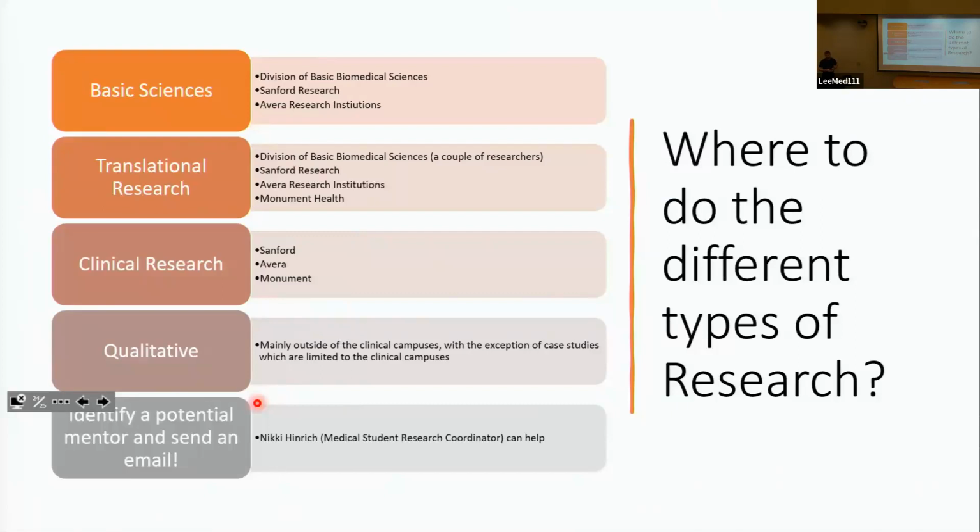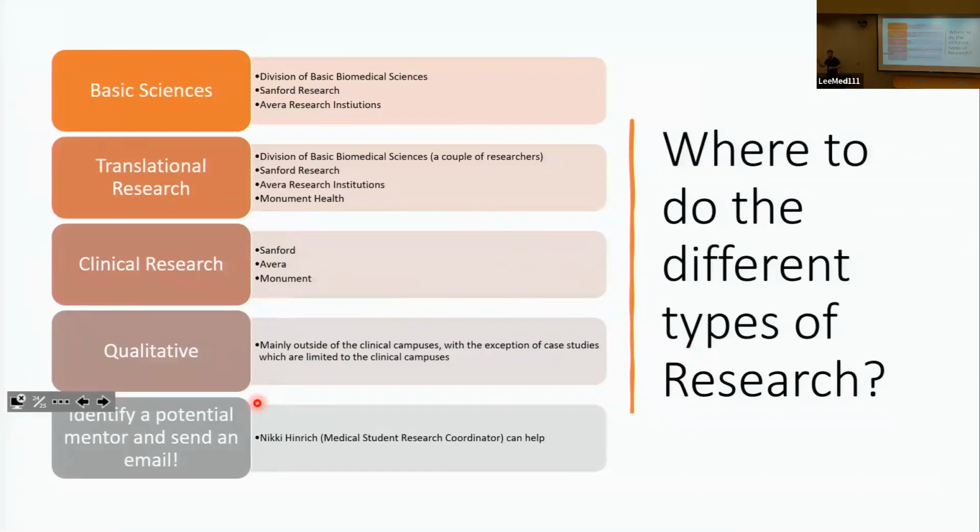For translational research, there are a few researchers, such as myself, that are housed in basic biomedical sciences that engage in translational research, so you can certainly start off looking there, but then Sanford Research, Avera Research Institutes, and Monument Health out on the west side of the state all are involved in translational research. When it comes to clinical research now, since you're largely looking at patient populations, these are going to be our health sites. So our clinical sites at Sanford, Avera, and Monument.